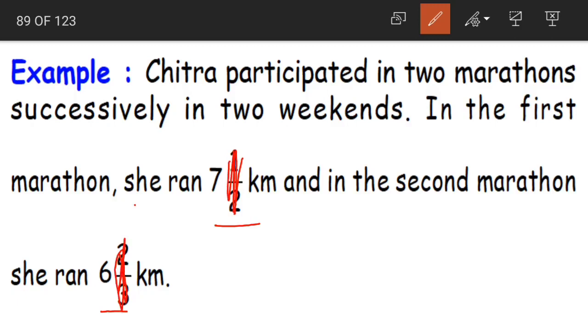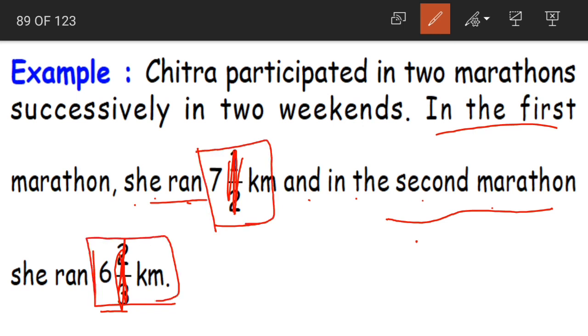Suppose she ran 7 kilometers in the first marathon and 6 kilometers in the second marathon. Then what will be the total distance covered? To find out the total distance, we will add these two. Yes, we will add both the kilometers that she has run in the first and second marathon.